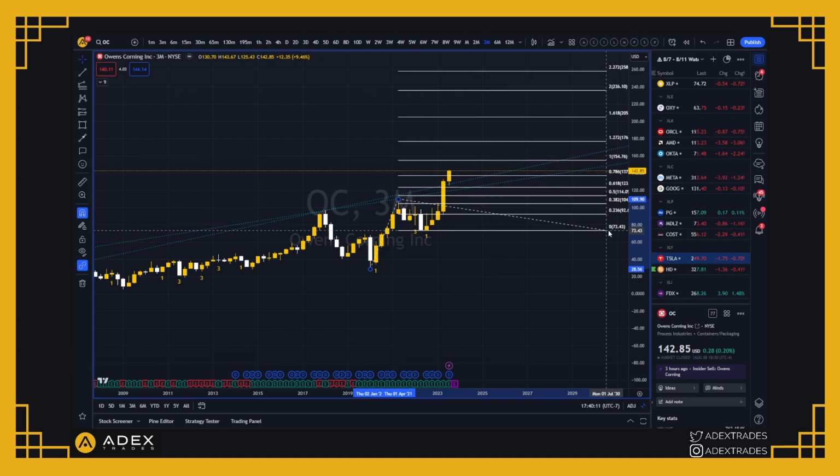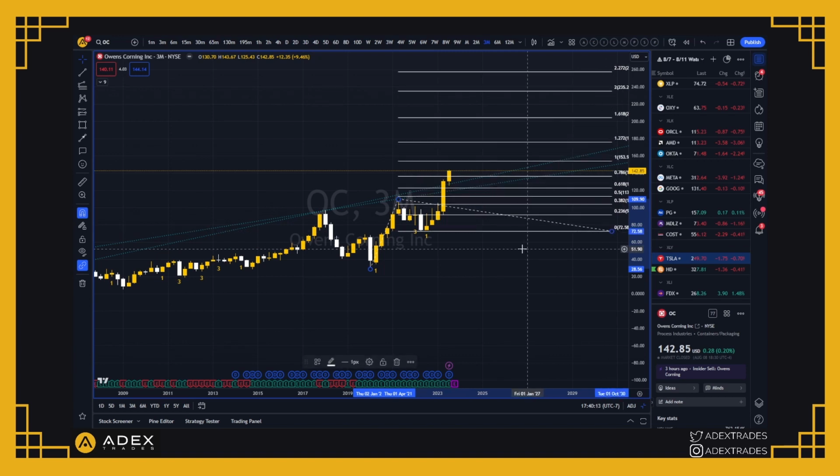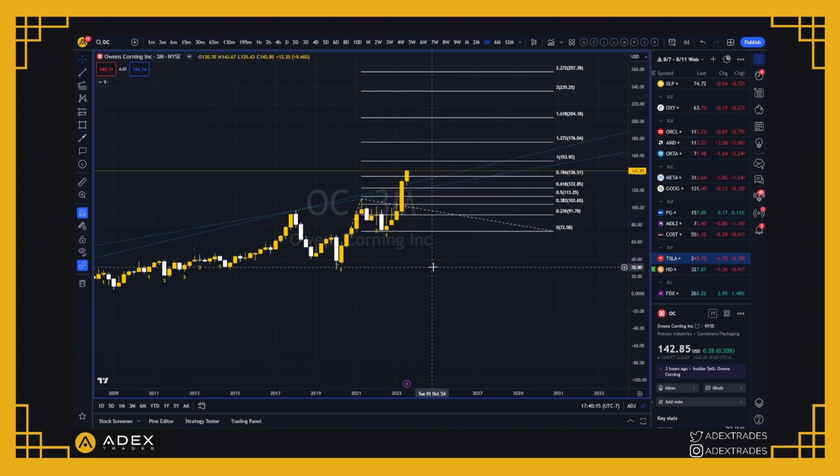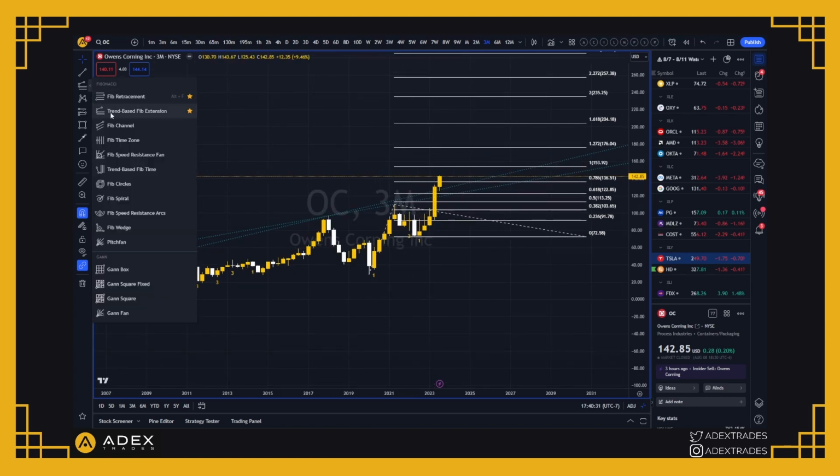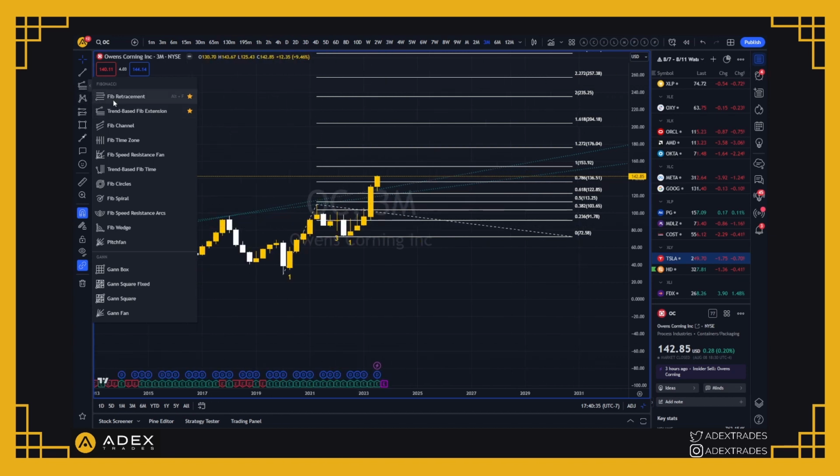Okay, so you see what I'm doing here? I'm drawing fibs. This is how, for anyone, if you're at all-time highs, you find potential price targets: you draw fib extensions. Sorry, never mind. So you use the trend-based fib extension tool, and how you're supposed to use the tool, feel free.